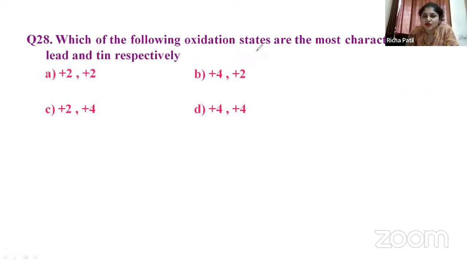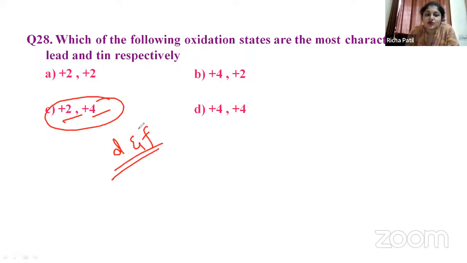Most of you have answered +2 and +4. So +2 and +4 is fine, but due to interference of d and f orbitals, the most stable oxidation state it can show is +2 and +2. It will show +2 and +4, but the most stable oxidation state is +2. As you go down the group, the affinity to lose 2 electrons increases, so it will show characteristic +2.